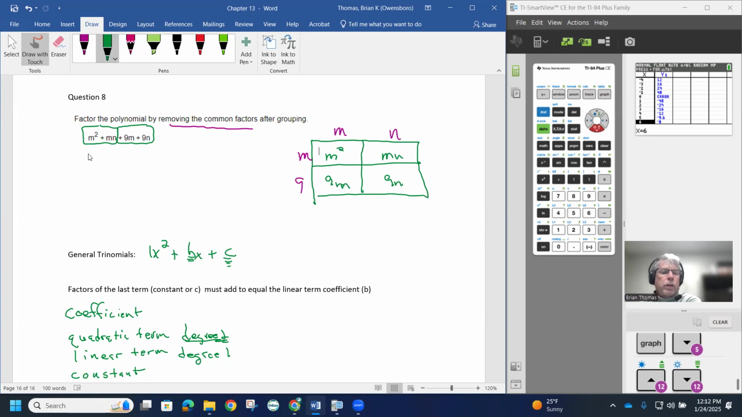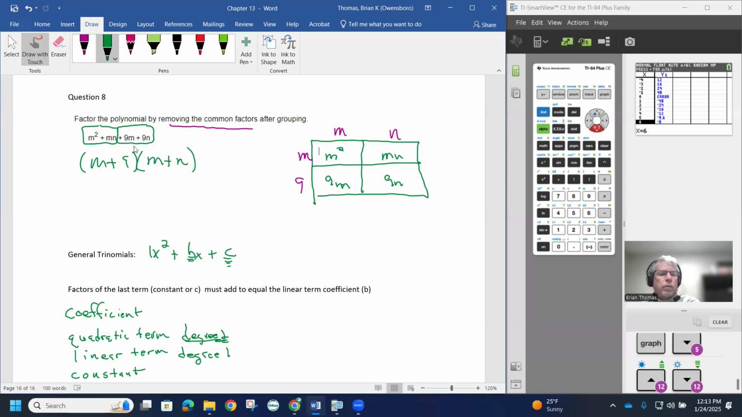So this tells me that this is going to factor into m plus 9 as one factor, and then m plus n is the other factor. So I can actually use the box as a way to organize my math. The outside edges become my two factors, m plus n, m plus 9. And again, order does not matter. m plus n, m plus 9 could have been switched.